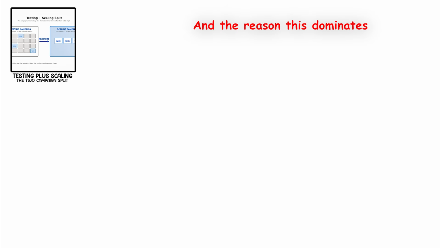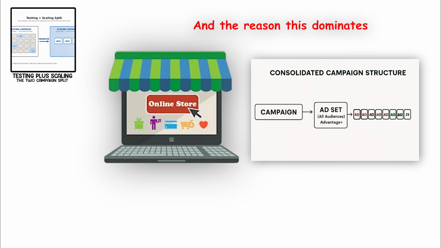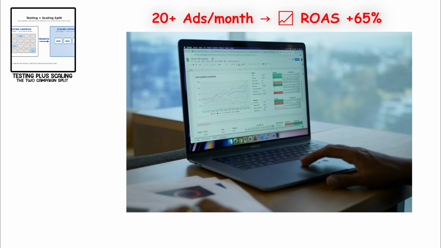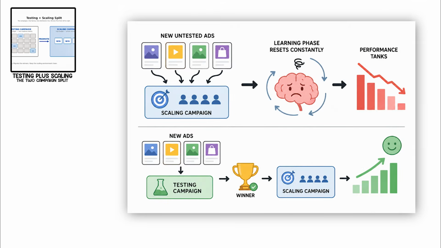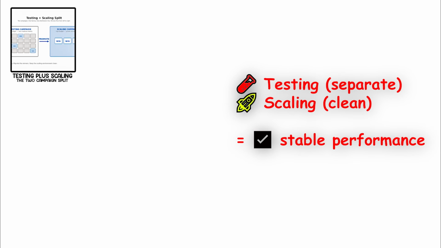And the reason this dominates among high-volume creative shops is that Andromeda made creative volume the #1 lever. Brands testing more than 20 new ads a month see roughly 65% higher ROAS than brands testing fewer than 10. You need a structure that lets you launch volume without polluting your scaling environment. If you just dropped every new untested ad into your main scaling campaign, you'd reset the learning phase constantly and tank performance. Separating testing from scaling solves that.